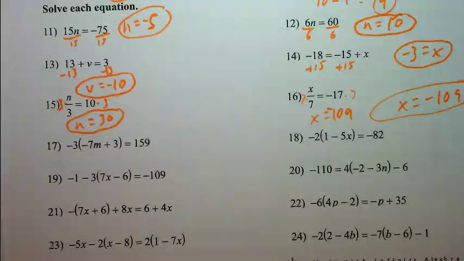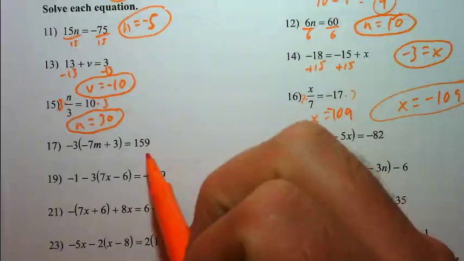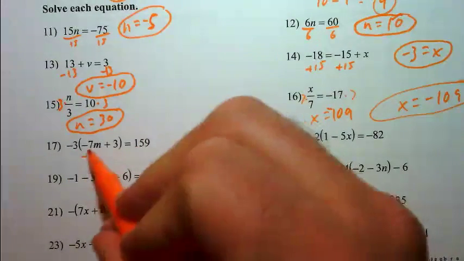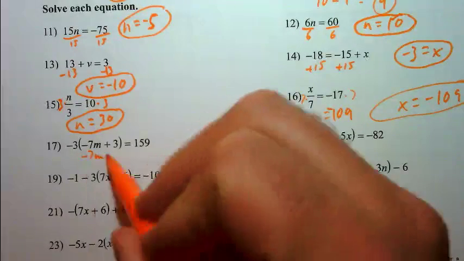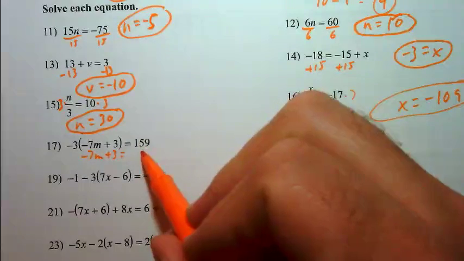Yeah, 79. This is more than 2 steps. You could just go ahead and get rid of 3 if you want to at the very beginning. So if we just divide off 3, you'll be left with negative 7m plus 3 equals, and this divided by 3.